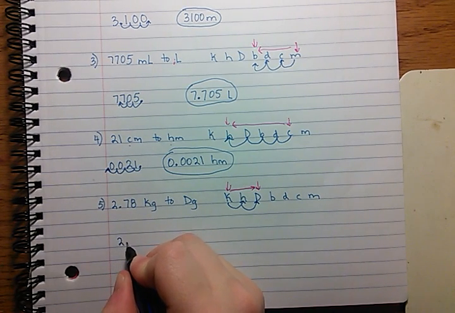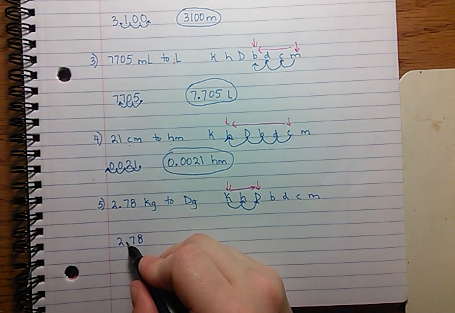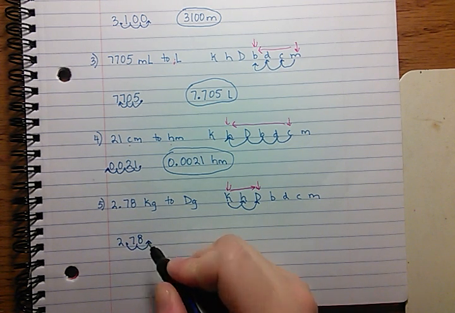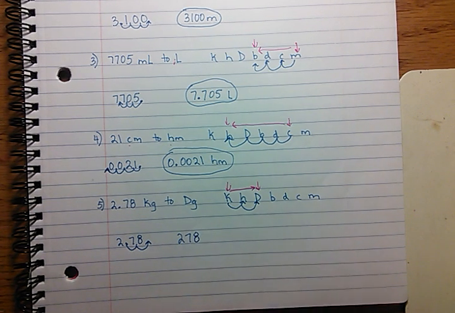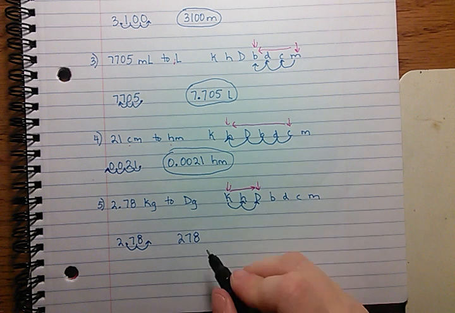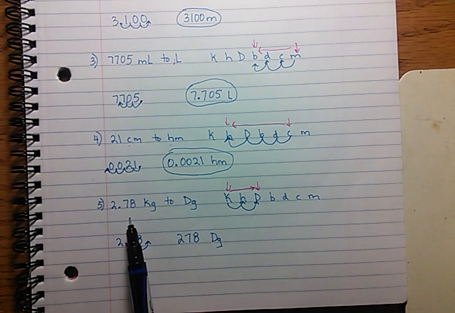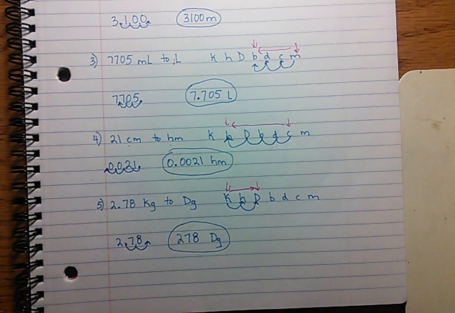So 2.78, just rewriting the number. Decimal starts here, and we move it over 1, 2. So we end up with 278. What that means is that 2.78 kilograms is the same as 278 decagrams. I hope you know more about unit conversion now.